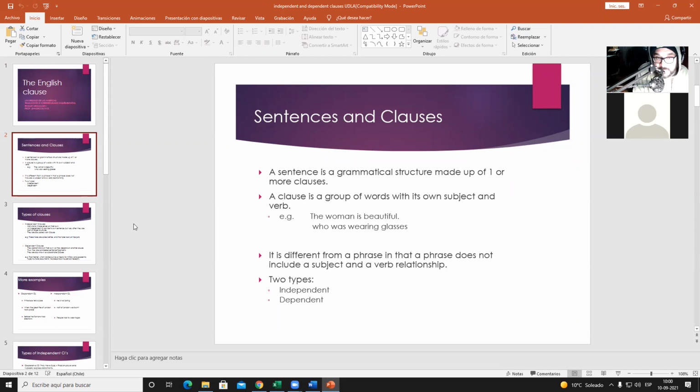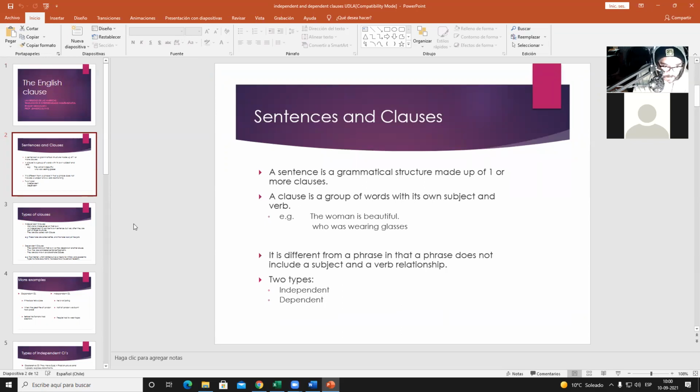So I'm going to read this. We have already seen this innumerable times, several different times, but we're going to read it just in case. Okay, so sentences and clauses. First off, a sentence is a grammatical structure made up of one or more clauses, and we know that, right? It's the last element in the grammatical hierarchy, and the sentence is created by clauses, one or more clauses.